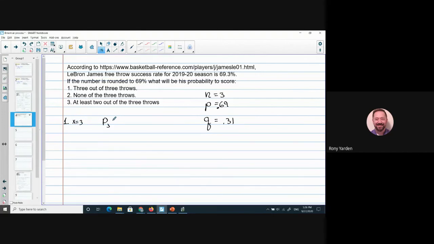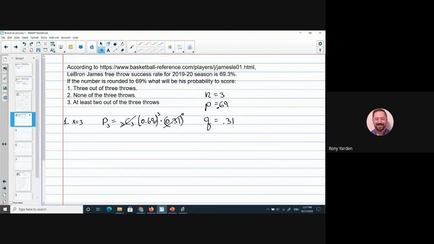Okay, so number 1, 3 out of 3. This equals 3C3. Then we have the probability of success, 0.69 to the power of x, which is 3. And then we have 0.31 to the power of n minus x, which is 0. So once again, a number to the power of 0 is 1. I'm going to ignore that part. If we have NCN, the number C and the same number, the result is also 1. So I'm going to cancel this as well.